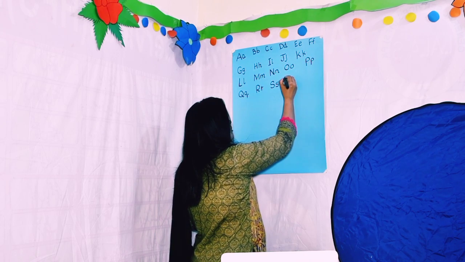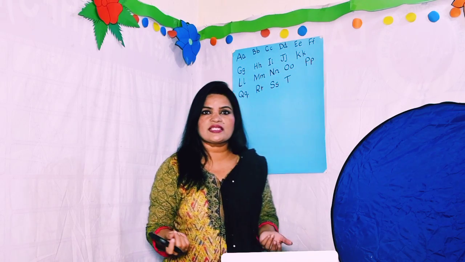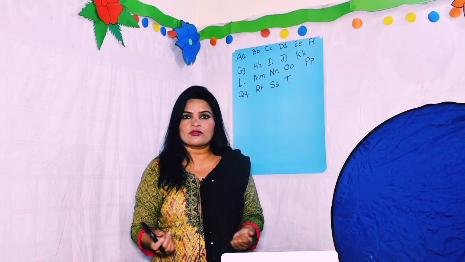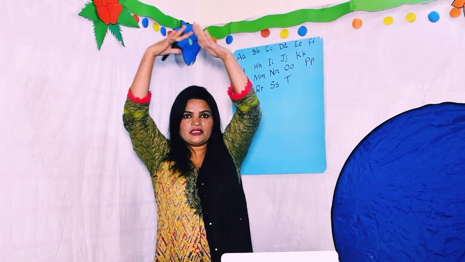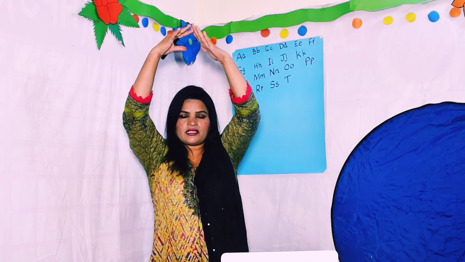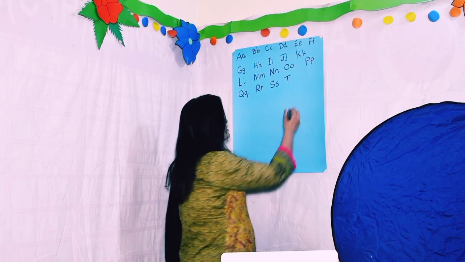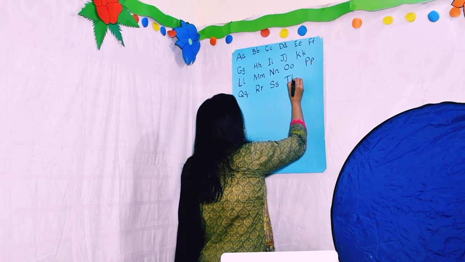And then we have letter T. T. And what is the sound of T? Sound of T is T. Sound of T is T. T for tree. Very nice. T for tree.